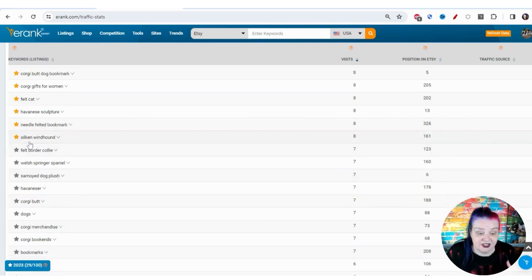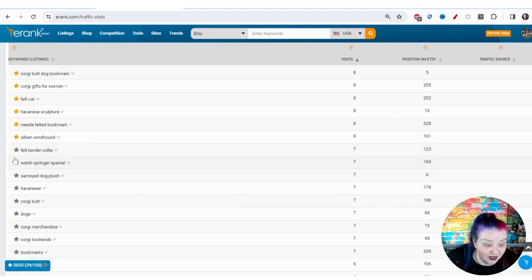I'm loving this. So this breeds of dogs is giving me an idea that perhaps at some point I should sit down and work out the top 100 breeds of dogs and make a listing for every breed of dog. I can totally do that. Oh, Welsh Springer Spaniel. Welshie. I've made them in the past. That's spelt wrong. Ebenezer. Corgi Butt.